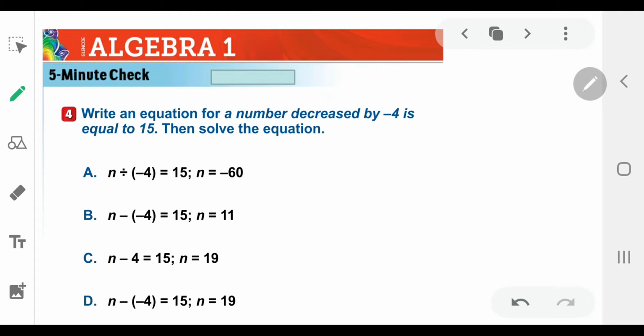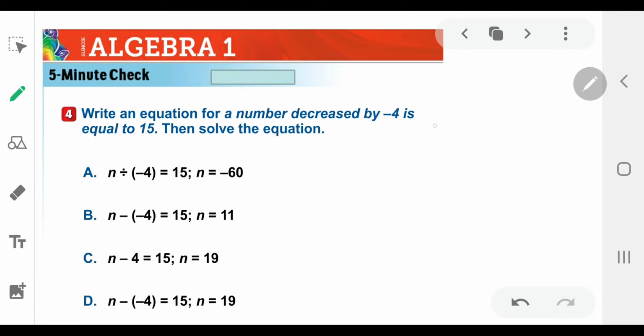This example is similar to writing algebraic expressions because, as I said in the beginning of the video, algebraic expressions are similar to equations. The difference is we have an equal sign. So we must have numbers, variables, operations, and an equal sign. Let's see how to write an equation.